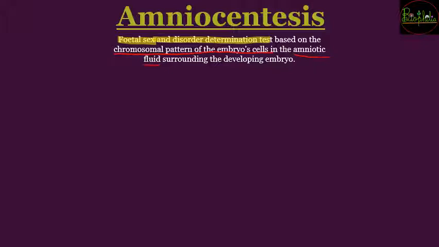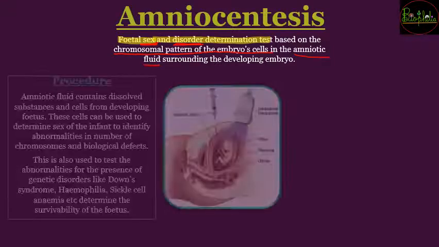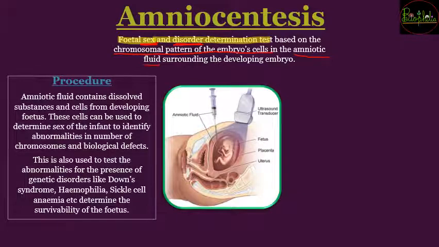Amniotic fluid is the fluid that surrounds the fetus. From it, cells are collected and then the chromosomal pattern is studied to identify the gender of the fetus, as well as whether there are any disorders in that particular developing fetus. That is the process called amniocentesis. So what is the procedure, how is it done?